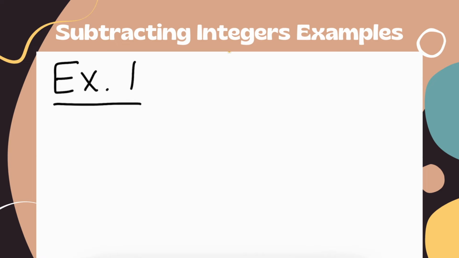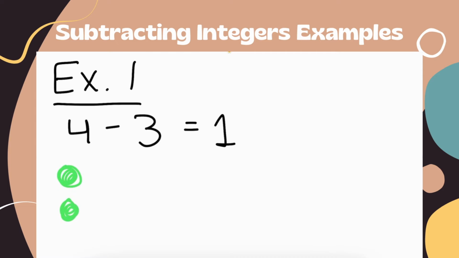You're just adding a negative instead. And I find that a lot of people really like that process. So we're going to take a look at the problem 4 minus 3. You might already just know this is 1, which is great. That's a great first start.